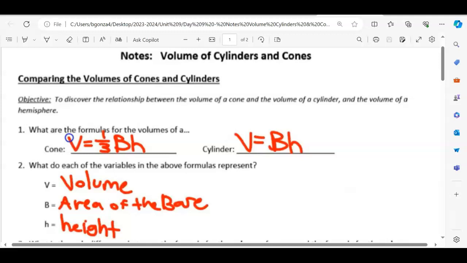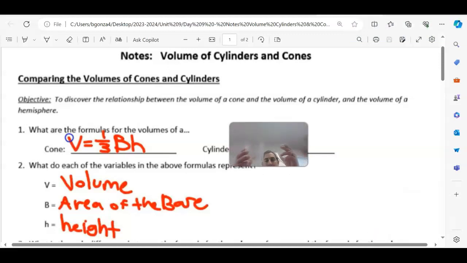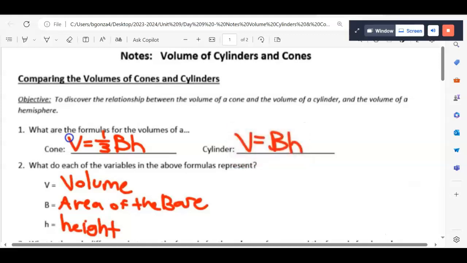So, number one, what are the formulas for two shapes? Today we're talking about these two shapes, cylinder and a cone. Now, the cone formula is 1/3 capital B H. The cylinder is volume equals capital B H with no fraction. On number two, go ahead and write V stands for volume. Capital B stands for area of the base. H stands for height.